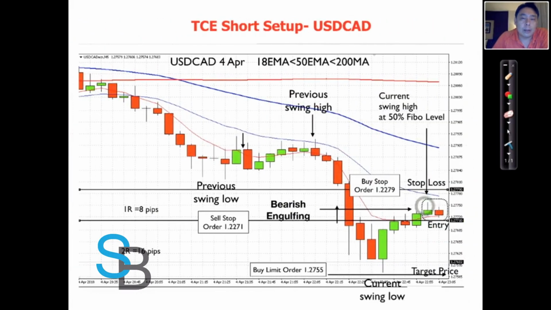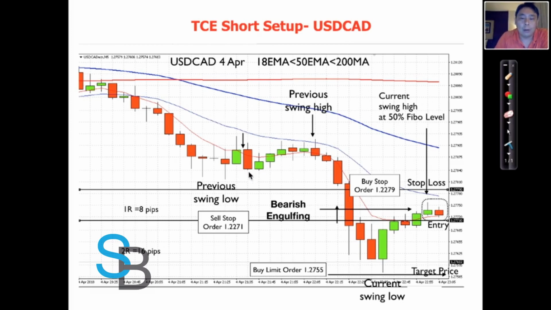Let's take a look at another example. So this is dollar CAD. Once again, get familiar with looking for the pattern. So you can see in this case, what was the pattern? Again, a downtrend pattern, moving averages in sequence.